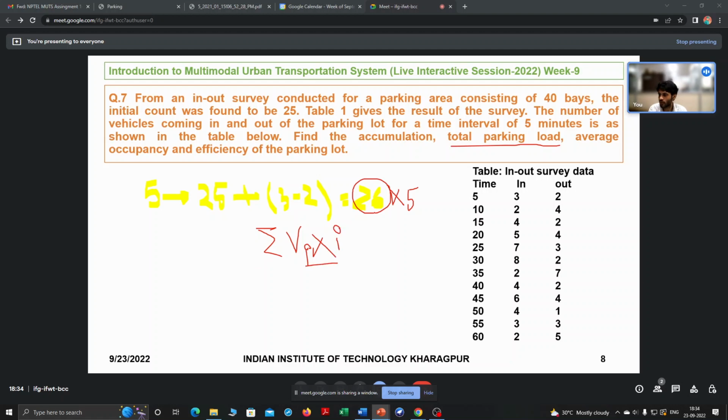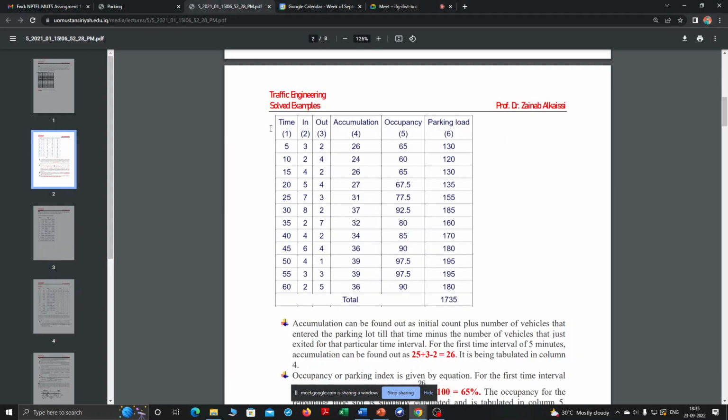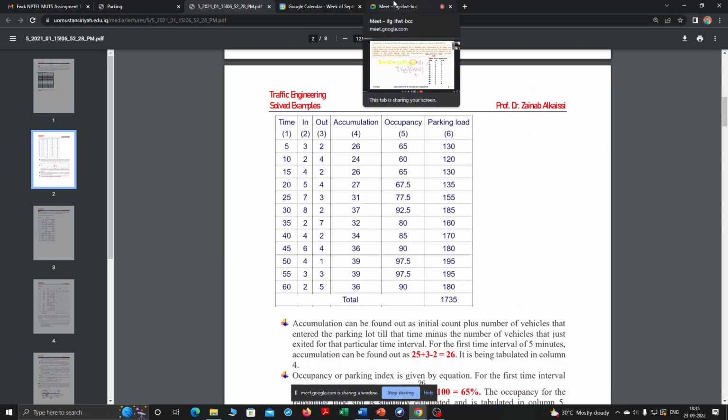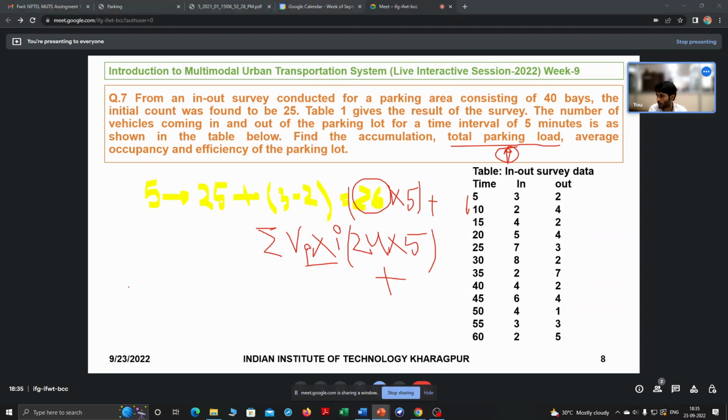So if you add 26 into 5, then 24 into 5, right, because the interval is 5, the same interval. Like that, if you add it for everything, then you will get the total parking load, right? Whatever it comes to, if you calculate it, it will be 1735, right?